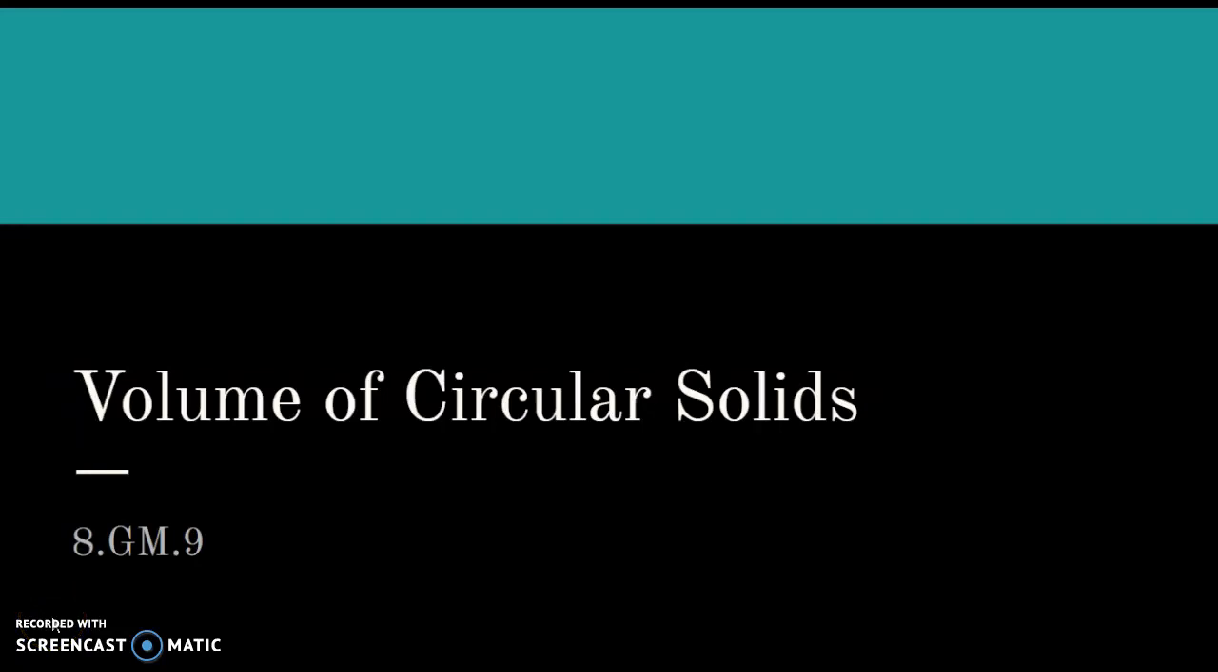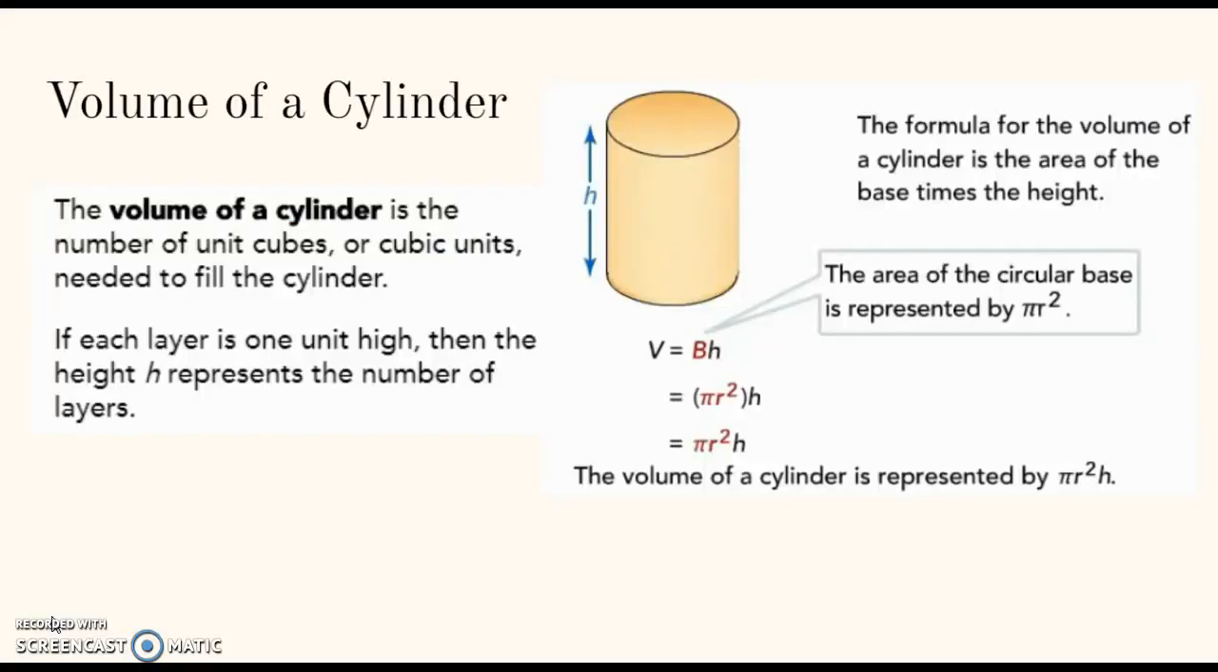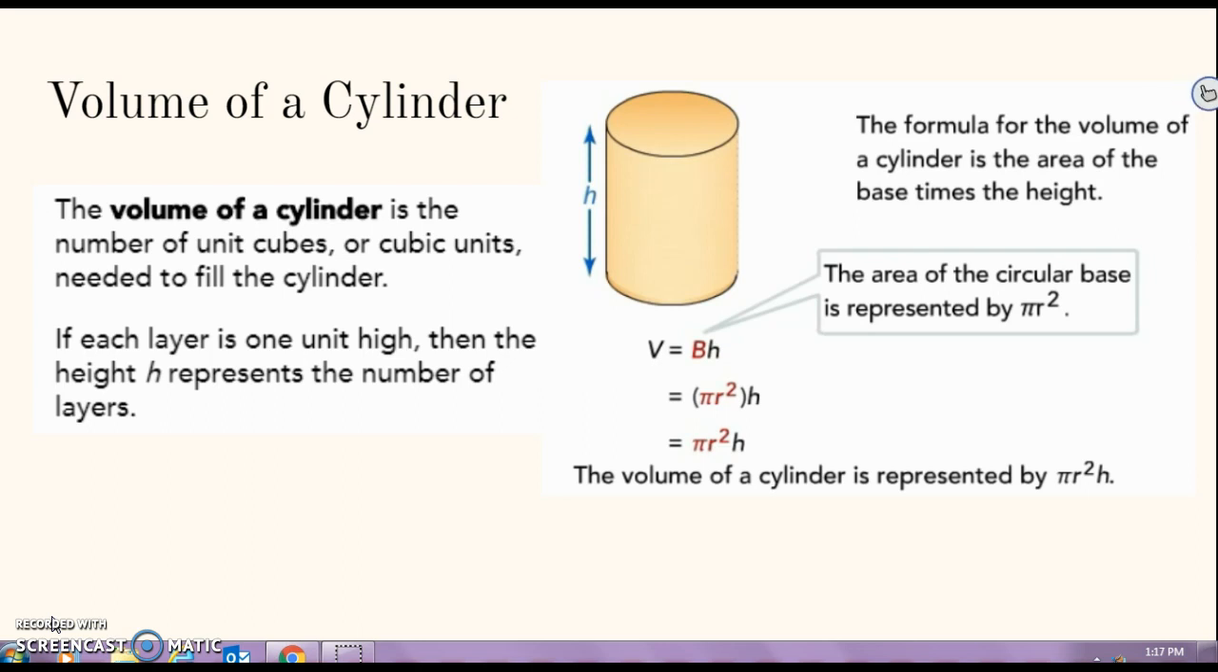Today's lesson is on volume of circular solids. Let's begin by looking at the cylinder. The volume of a cylinder is the number of unit cubes or cubic units needed to fill the cylinder. If each layer is 1 unit high, then the height, or h, represents the number of layers.